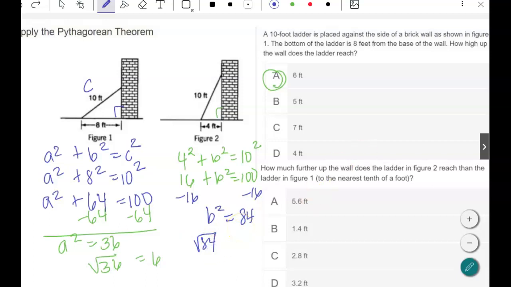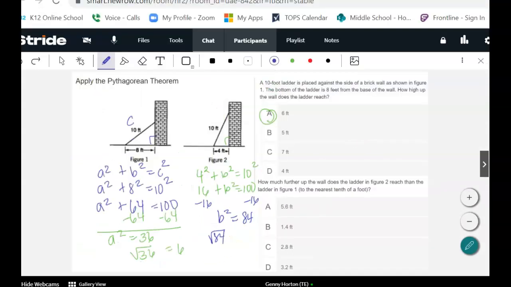Let me get my calculator again. Should have had my graphing calculator handy. So I'm going to do 84 square root, and it's going to be approximately 9.17, if you round it.